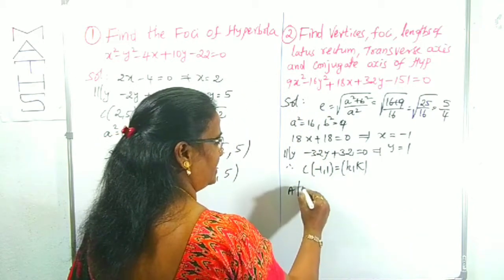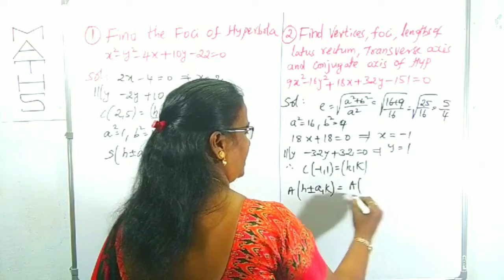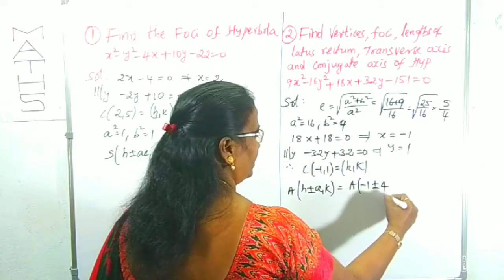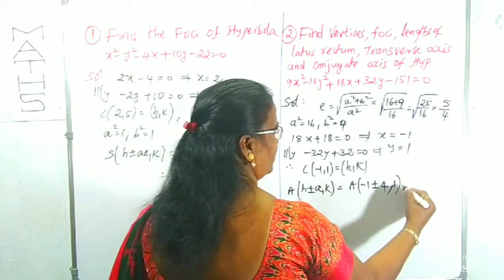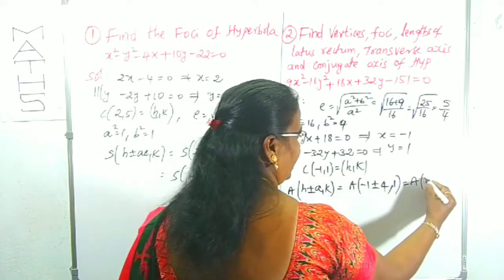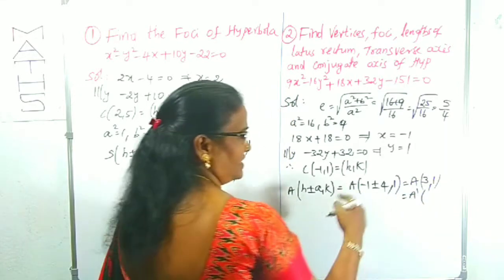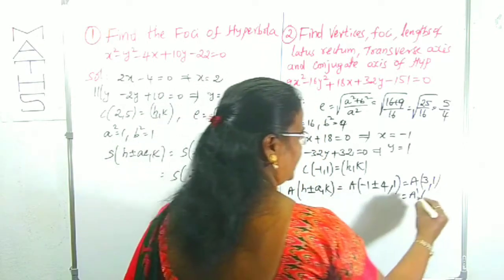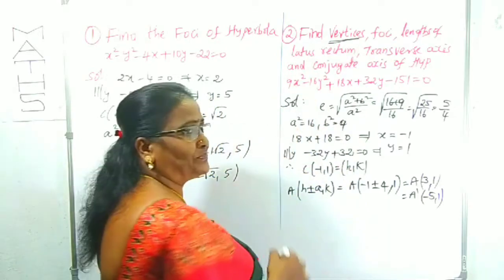What are the formulas for vertices, where the center is at h, k? That is h plus or minus a comma k. h is minus 1, plus or minus a, which is 4, comma k. k is how much? 1. If you take the plus 4, it becomes minus 1 plus 4, which is 3, and 1. 3, 1 is one of the points. We can take another point, a dash, with the minus sign: minus 1 minus 4 is minus 5, with the 1. These are the vertices. This part is closed.